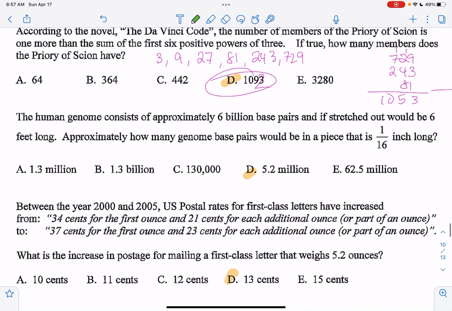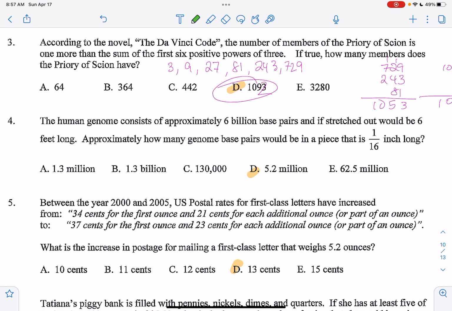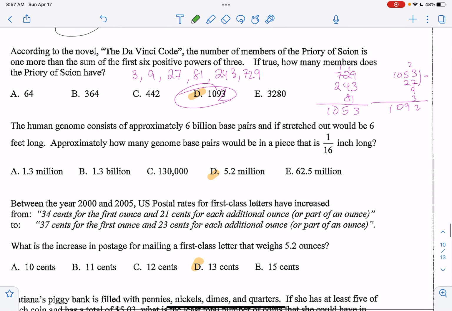All right, next one, number 4. The human genome consists of approximately 6 billion base pairs, and if stretched out, it will be 6 feet long. Approximately how many genome base pairs would be in a piece that is 1/16 of an inch long? So here, if you have 6 feet, that's equal to 6 billion. So to go from 6 feet to just 1/16 of an inch, what you can do first is divide by 6 to figure out 1 foot. And that will be 1 billion, because you divide it by 6.